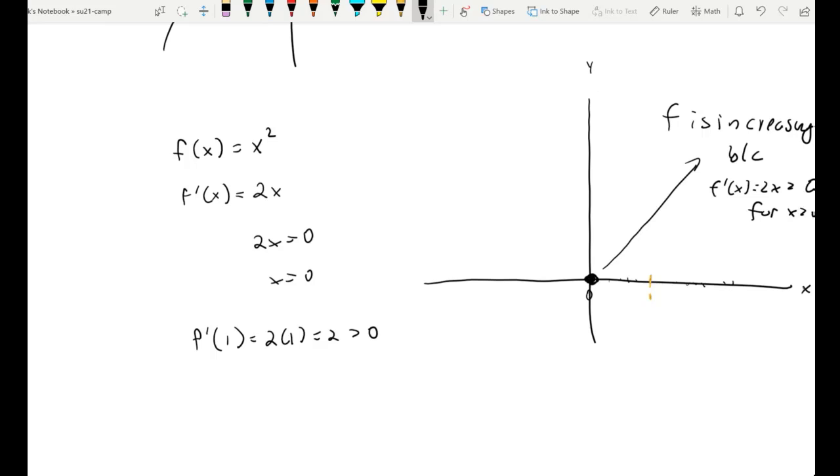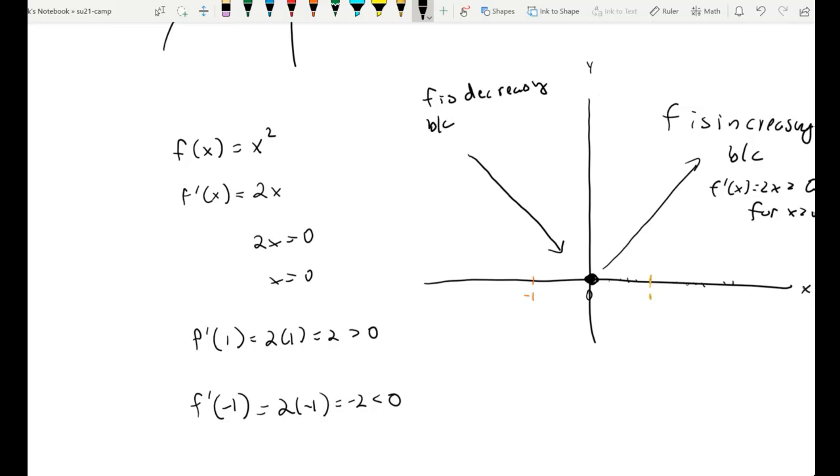Now, if you take a test point to the left of 0, you plug that into your derivative, you're going to get that the derivative is 2 times negative 1, so negative in any case. And this would be true for any x value that's negative. So you can conclude then that since your derivative is negative, your function is decreasing. So f is decreasing here because f prime is negative for all x's which are negative.